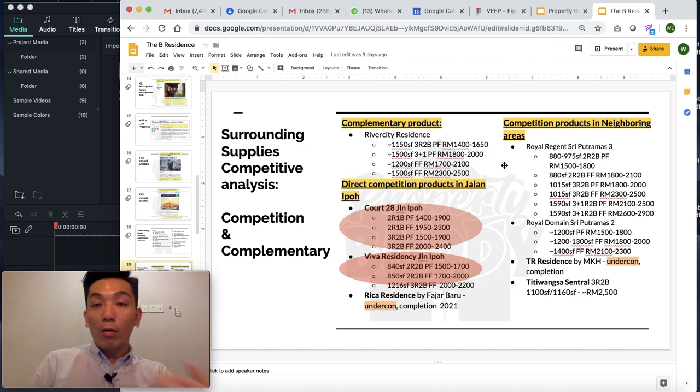After compiling all this data, it is quite a hassle and time consuming to compile all this data by ourselves.